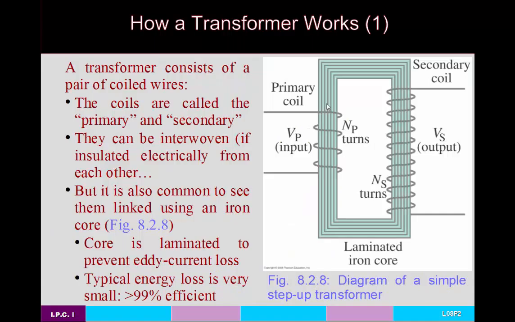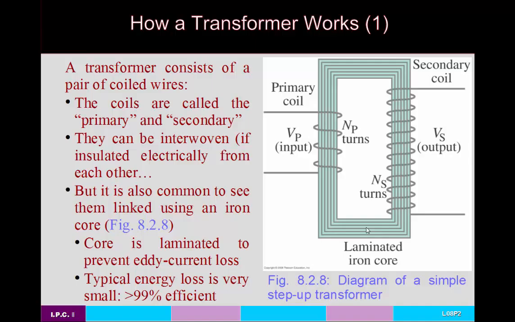The electrical type of transformer, the one that we're interested in today, consists basically of a pair of coiled wires. They're called the primary coil and the secondary coil. And in fact, you've seen this setup before because this is the same setup that was used in Michael Faraday's experiment that I showed in the previous part of this lecture.